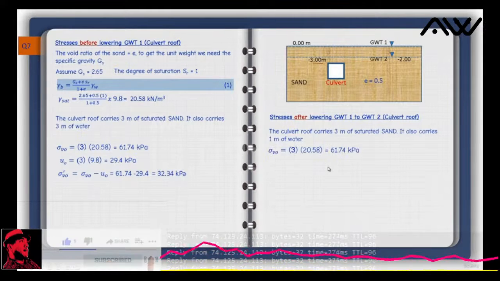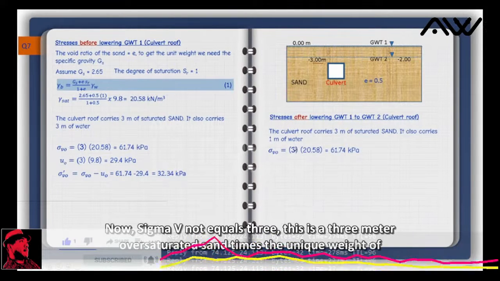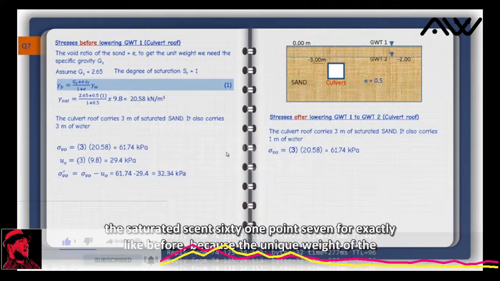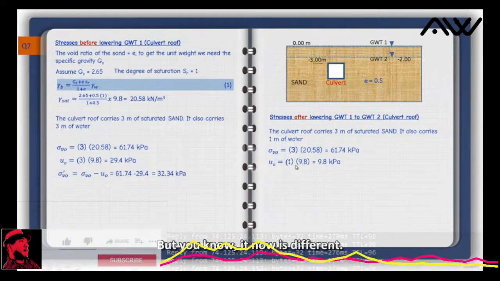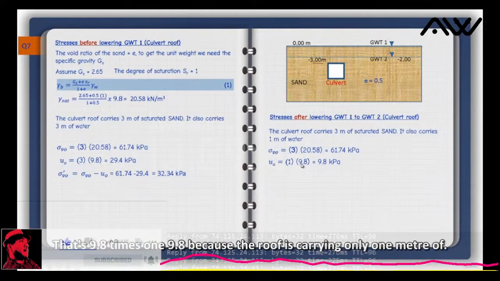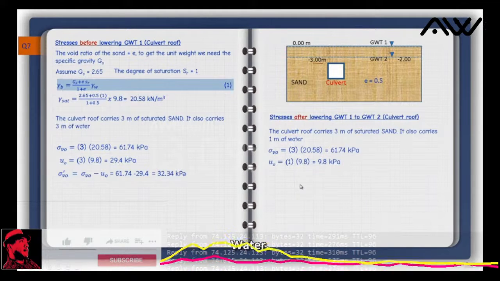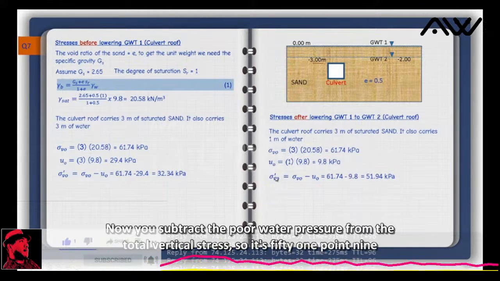Let us substitute. Now sigma V naught equals 3 meters of the saturated sand times the unit weight of the saturated sand, 61.74, exactly like before, because the unit weight of the sand has not changed. But U naught now is different. That's 9.8 times 1, 9.8, because the roof is carrying only 1 meter of water. Now you subtract the pore water pressure from the total vertical stress, so it's 51.94.